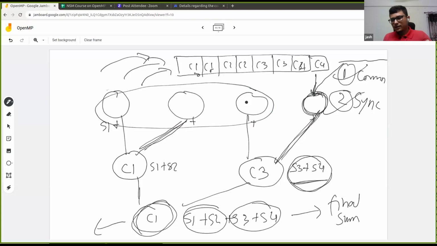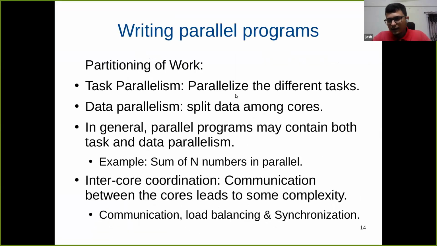So load balancing is also one thing. I hope this is clear. These are the challenges that we'll face, and we'll see how to address them as we write the parallel programs.